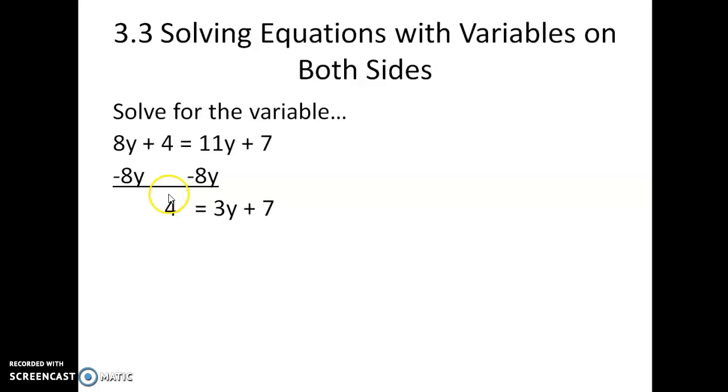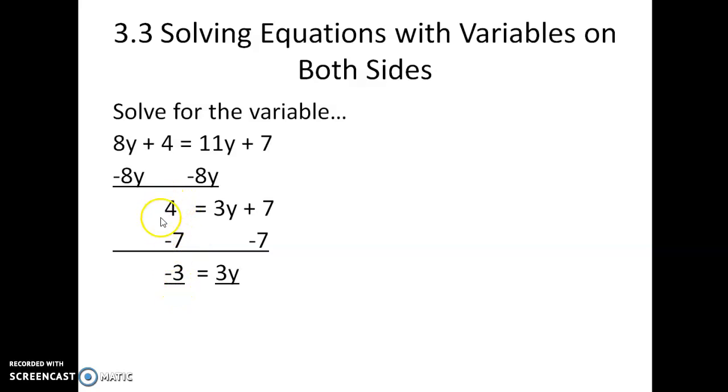That leaves me with 4 on the left side. These guys go away: 8y minus 8y is 0. Then we have 11y minus 8y, which gives me 3y, and then I drop down my plus 7. Next I want to bring this 7 over to the left side, so I subtract 7 on both sides. And I get negative 3.